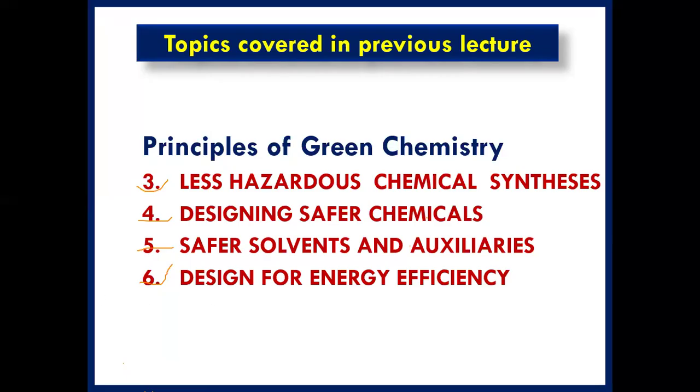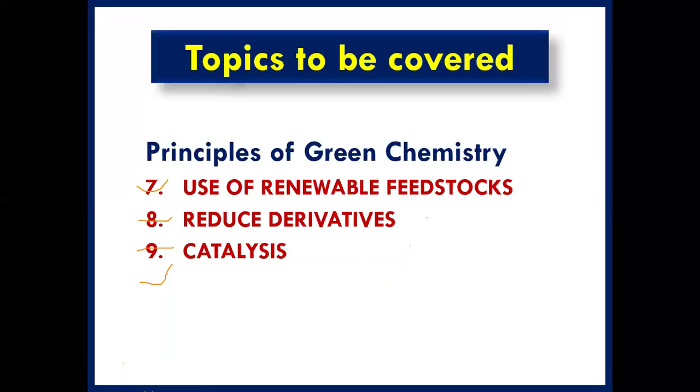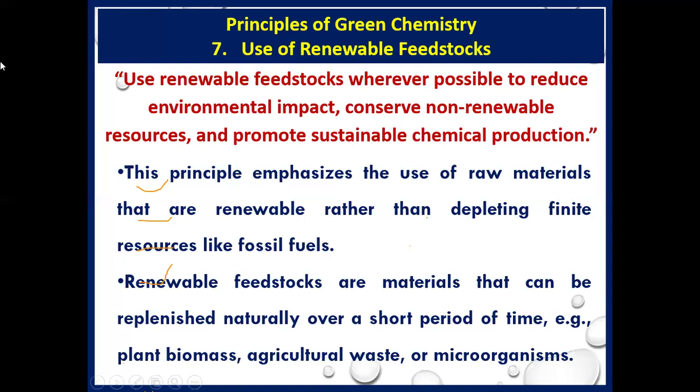Now, in today's class, we'll cover the seventh, eighth, and ninth principle of green chemistry. The seventh principle is use of renewable feedstock. Eighth principle is reduce derivatives, and ninth principle is catalysis. So, what is the seventh principle? The seventh principle is the use of renewable feedstock.